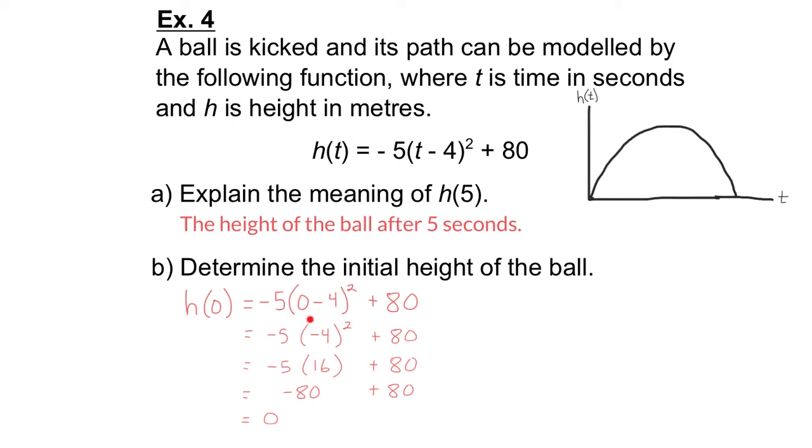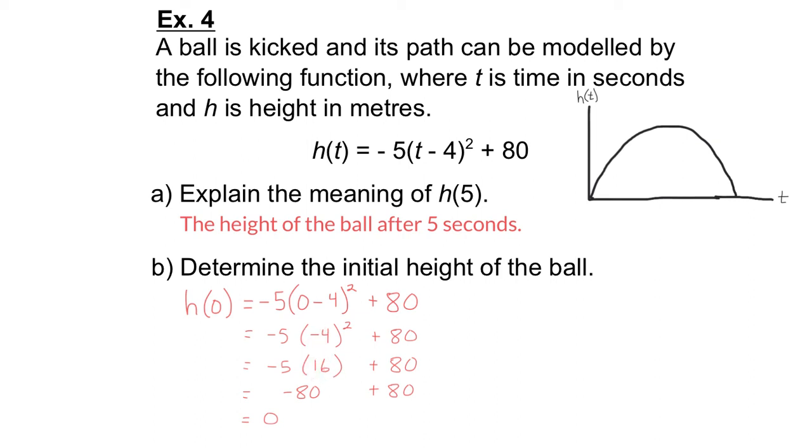Do what's inside the brackets first. So 0 minus 4 is minus 4. After brackets comes exponents. I have an exponent right here. So whatever's in the brackets squared, that means whatever's in the brackets multiplied by itself. So minus 4 times minus 4 is positive 16.